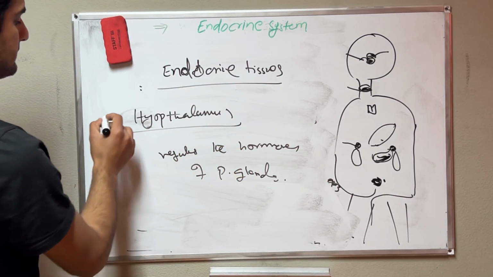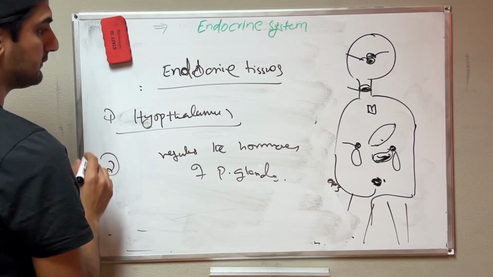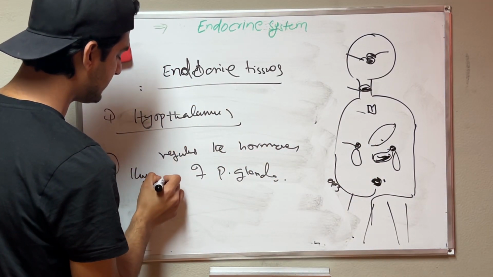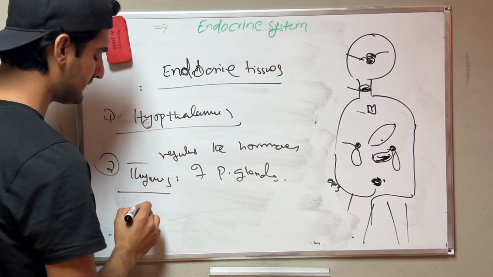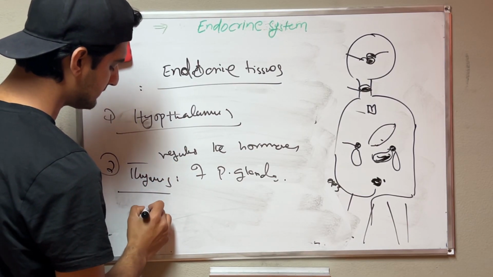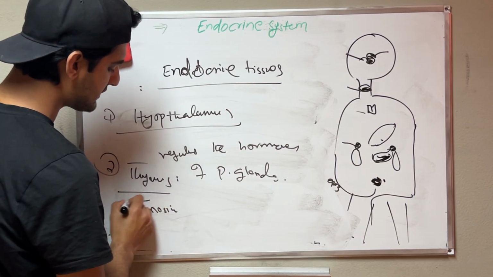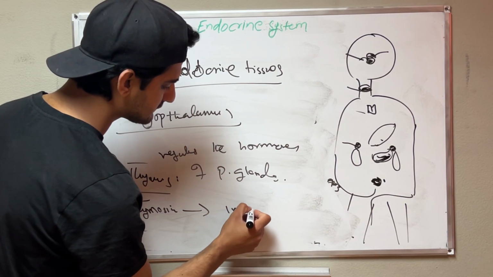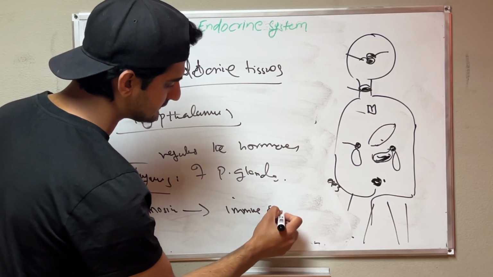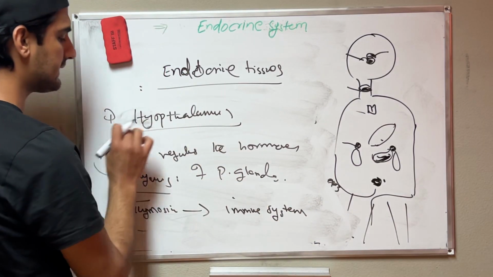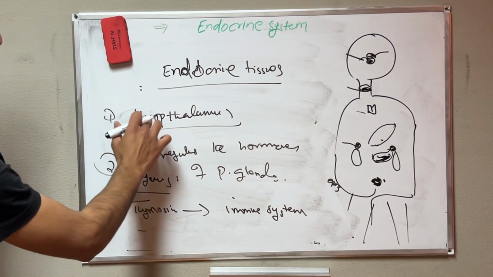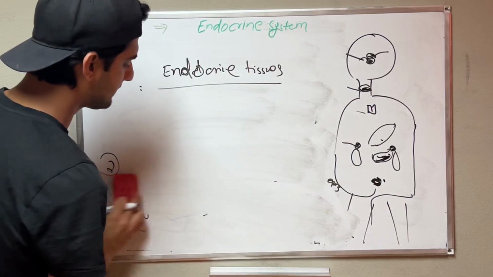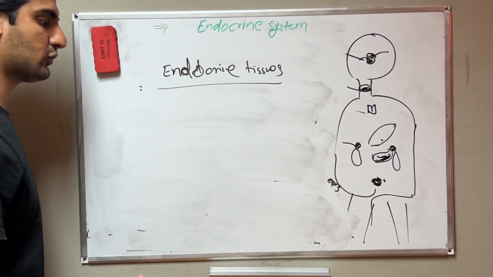Second, we have the thymus, which is very important in children. The thymus releases thymosin, which plays a very important role in the immune system. We discussed the hypothalamus and thymus. These are the endocrine tissues, which you can also call minor glands.